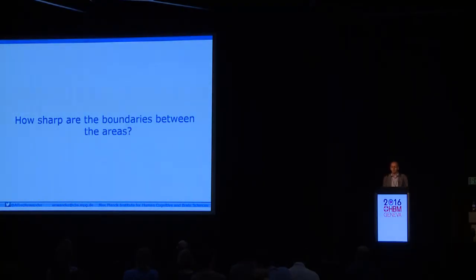But one little disclaimer: how sharp are the boundaries between these areas? This is something which has been discussed in the anatomical community for a long time. How sharp are these boundaries? In the anatomical sense, many people claim sharp boundaries. Can we see sharp boundaries in diffusion?